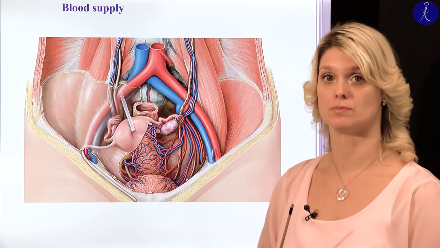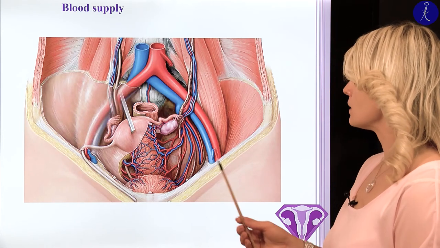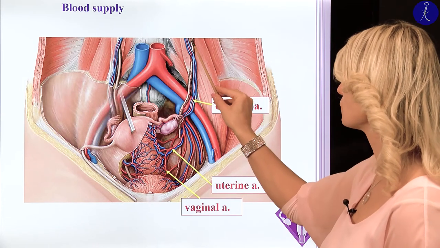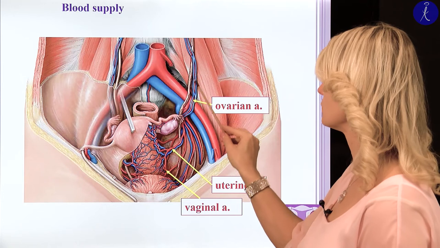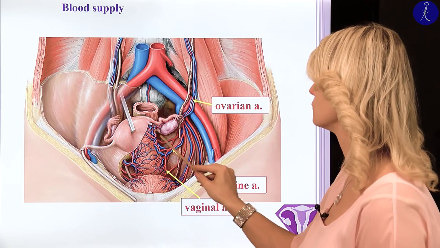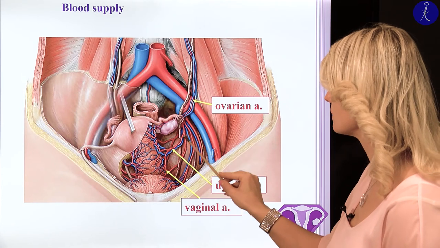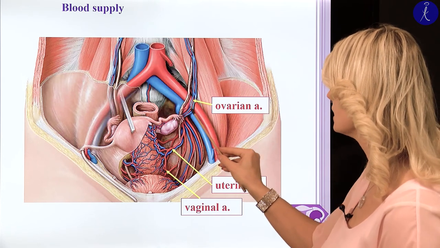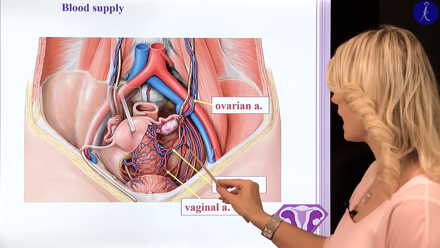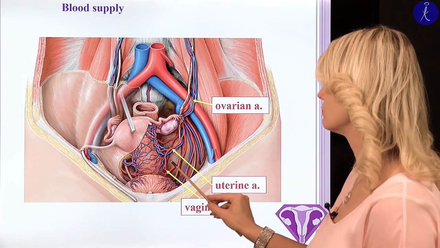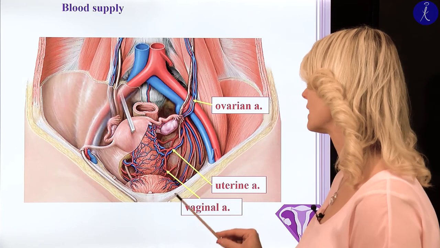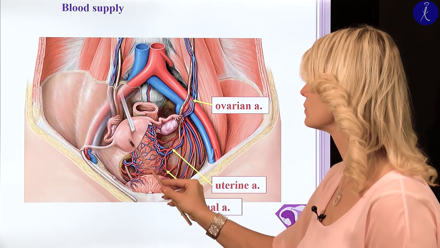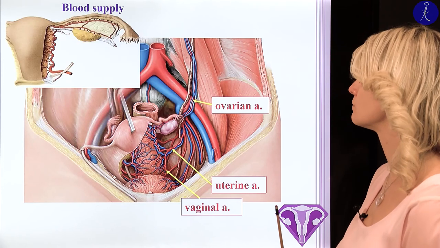Let's see again the blood supply. The blood supply of the body, the vagina and the cervix. Also, we have to mention the ovarian artery. You know, it supplies the fallopian tube and the ovary. And there you can see the other important vessel of the female genital organs, which is the uterine artery, which originates from the internal iliac. And we can talk about a vaginal artery, which could be a separate branch from the internal iliac or could be a branch of the uterine artery too. They form a very rich meshwork within the double layer of the peritoneum.